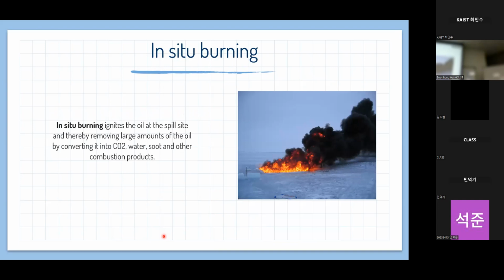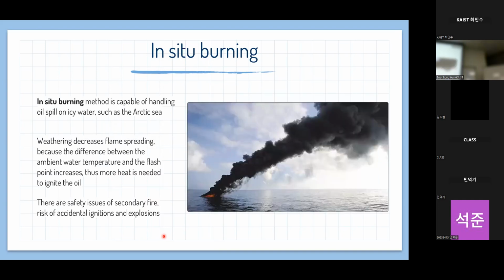In situ burning ignites the oil at the spill site, thereby removing large amounts of the oil by converting it to CO2, water, soot, and other combustion products. The in situ burning method is capable of handling oil spills on icy water, such as the Arctic Sea.